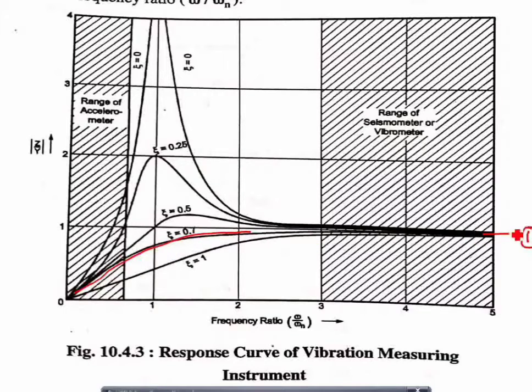Below the line 1 means what? The line where the ratio z by y is equal to 1 means the steady state relative amplitude is equal to the amplitude of the vibrating body. Now this value is 1, and when the value of zeta is 0.7, this curve is below this line 1.